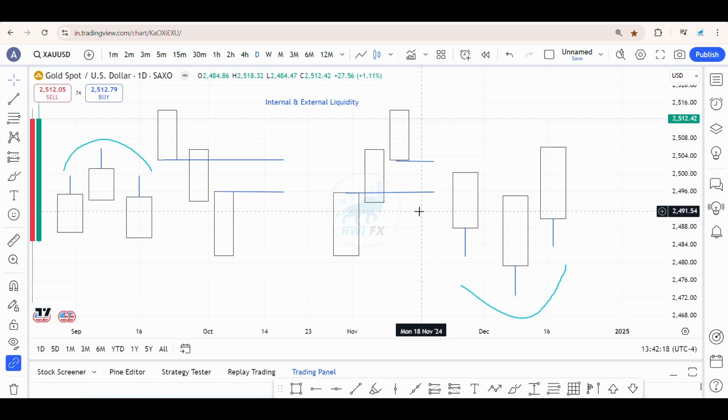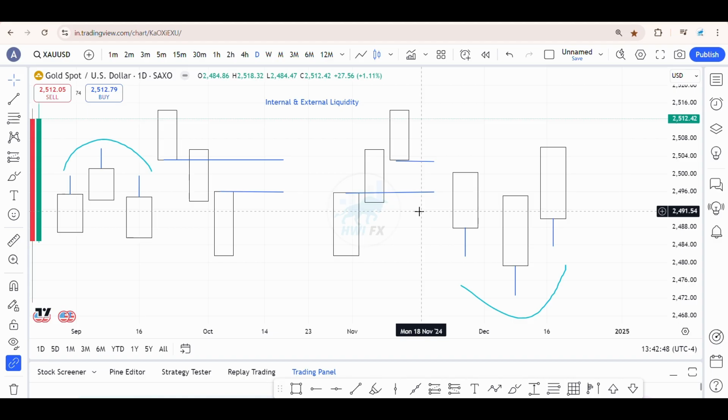Again available with another video, and this video is going to be about internal and external liquidity, because liquidity is a very important part of the market. Liquidity is the fuel of the market. The market cannot move in either direction without taking liquidity. If the market needs to sell, it needs to kill buyers. If the market needs to buy, it needs to kill sellers, in the form of buy side and sell side.